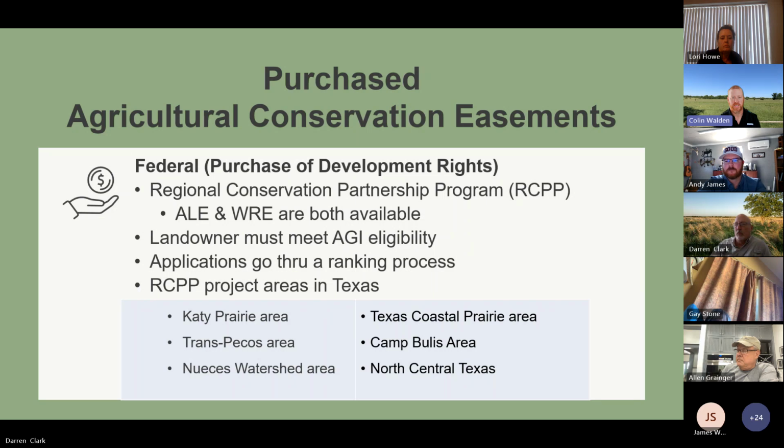So, some examples of ones that are actively approved in Texas. TALT actually has a couple of them. We're the lead partner on the Nueces and the Texas Coastal Prairie RCPP project areas. But as you can see, there are a few others as well. This is the conversation we have with landowners if they're looking for a funded easement. We'll always see where they're located and if they fit one of these project areas. So go on.